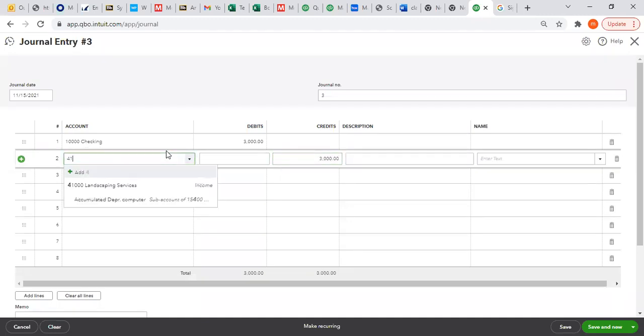Account number is a credit, 41,000 landscaping service. Okay, so cash, clients. Payments.